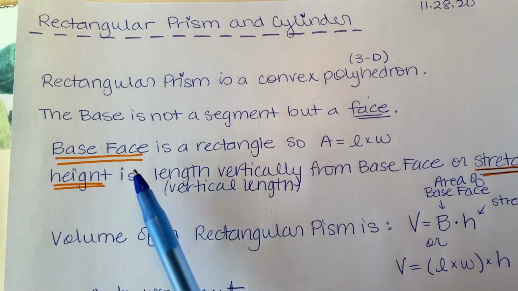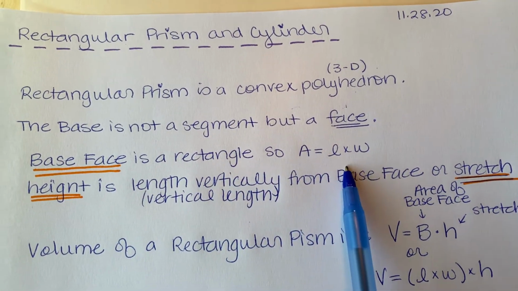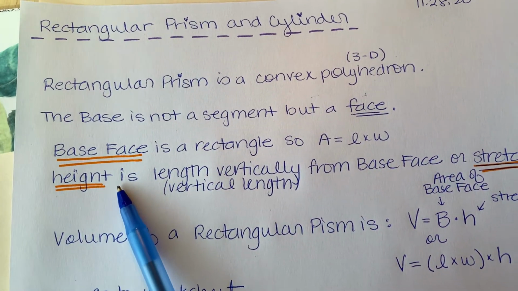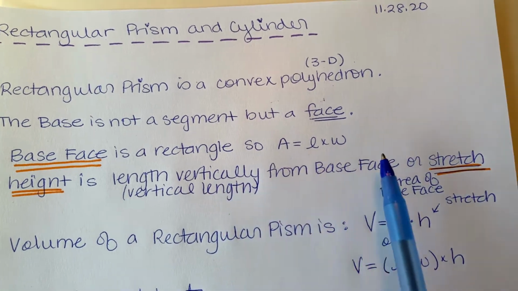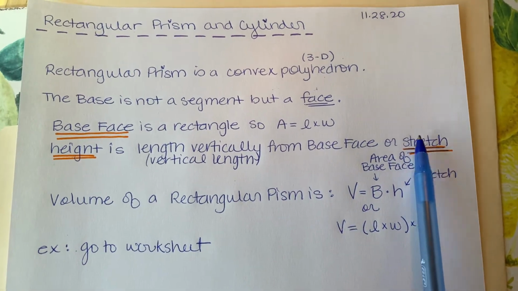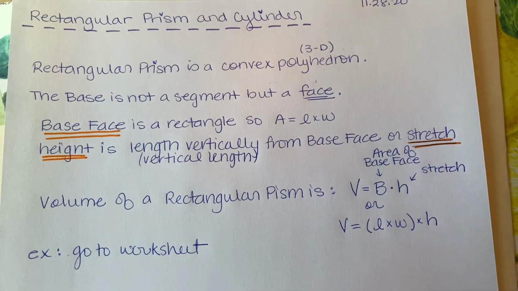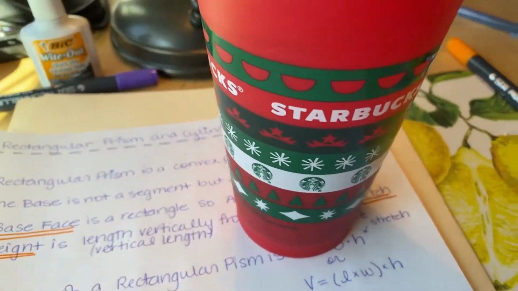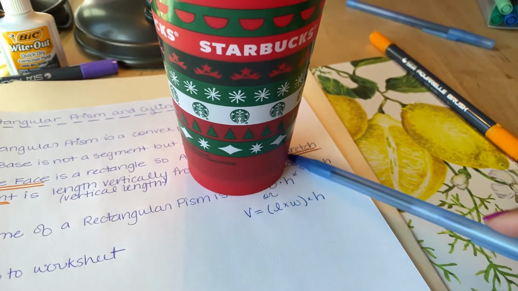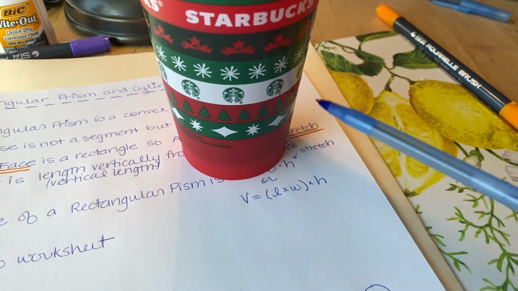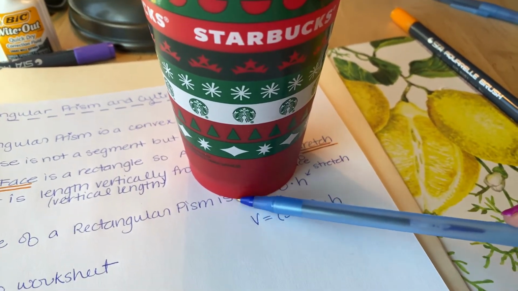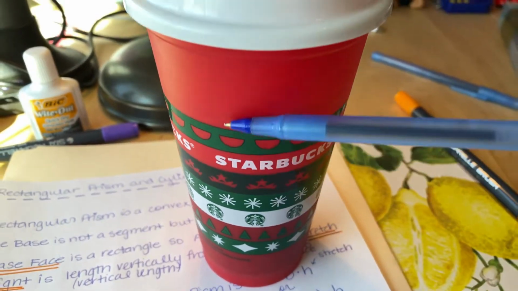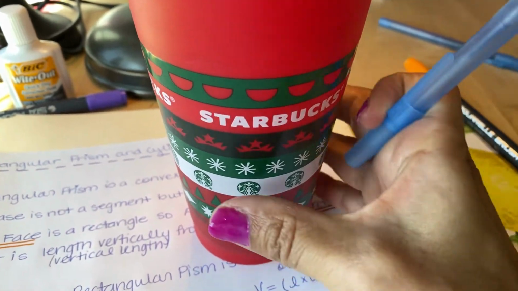So what's the area of a rectangle? Length times width, or base times height, right? The height is the vertical length or the stretch from the base face. If you're staring at this, I know this is a cylinder, but my base face here is a circle, right? When we get to cylinders. So once you get the area of your base face, your height is that stretch. It's how high does it go?